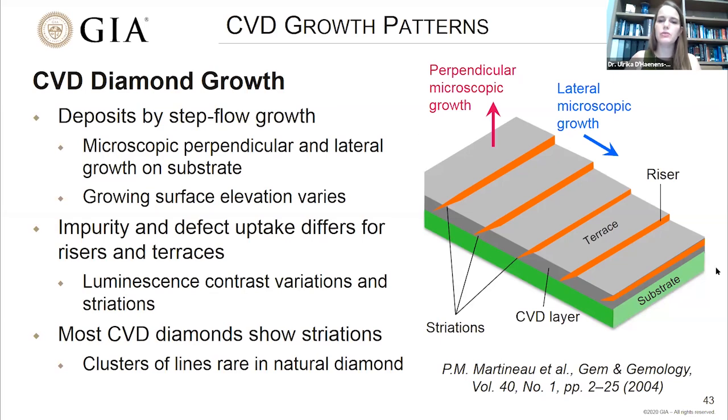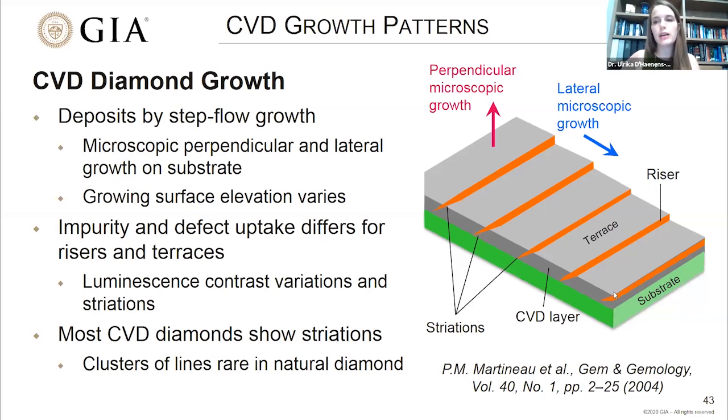So here we have this cartoon: we have the substrate, in this case shown as green, and on top of that you have a series of steps and terraces. These different terraces and risers are presenting a different crystallographic direction to the gaseous species above. And really all that matters about that is that certain defects are going to prefer to go into the terraces, whereas others will prefer going into the risers. This means that if you have something that has grown quite thickly, from the side, you might eventually form a series of very tightly spaced lines, shown here in orange, that are known as striations.